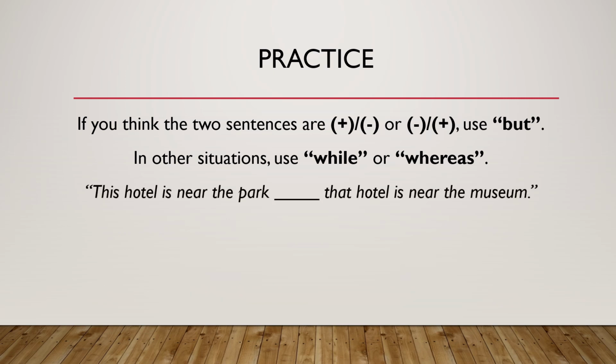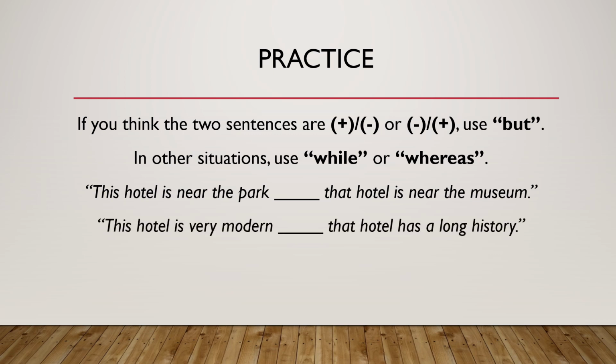Next. This hotel is near the park. That hotel is near the museum. What do you think? Make your sentence. I think being near the park or being near the museum are good things. There's nothing negative here. I don't want to use but. I would say, this hotel is near the park, whereas that hotel is near the museum. I could also say, this hotel is near the park, while that hotel is near the museum.